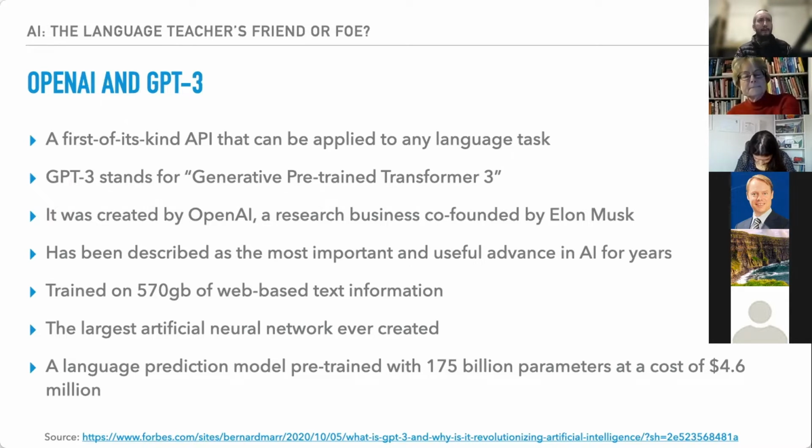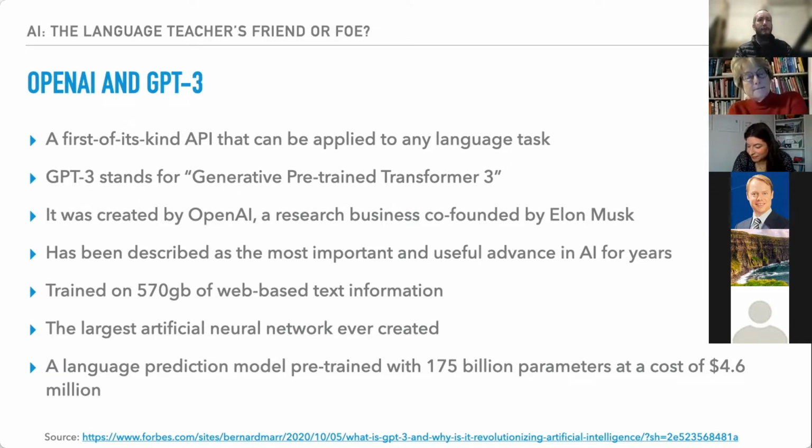GPT-3 stands for Generative Pre-trained Transformer 3. It's the third version of this system that has been released, and it's getting progressively better and better, as Professor Gorham noted, with these waves of AI coming through. Every time it gets more human and more capable in what it can do. It was created by OpenAI, a research business co-founded by Elon Musk. I'm sure you've heard of him. It's been described as the most important and useful advance in AI for many years.